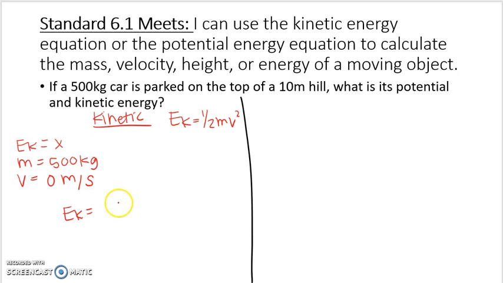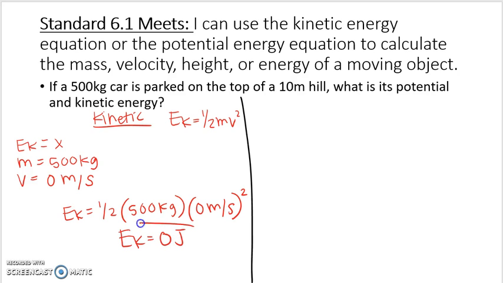If I plug all of these variables into my problem, EK is equal to 1/2 m, 500 kilograms, times 0 meters per second squared. If I square 0, I get 0. If I multiply that by 500, I get 0. If I take a half of that, I get 0. So EK is 0 joules.